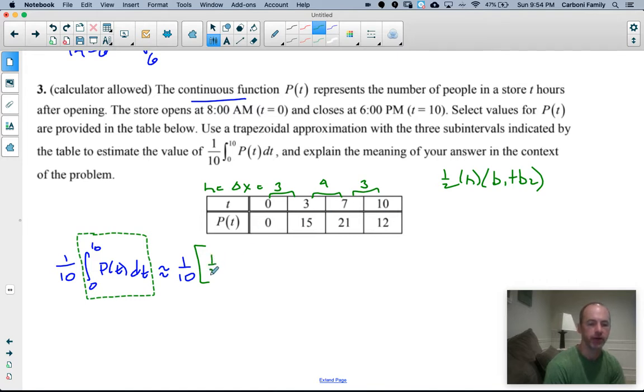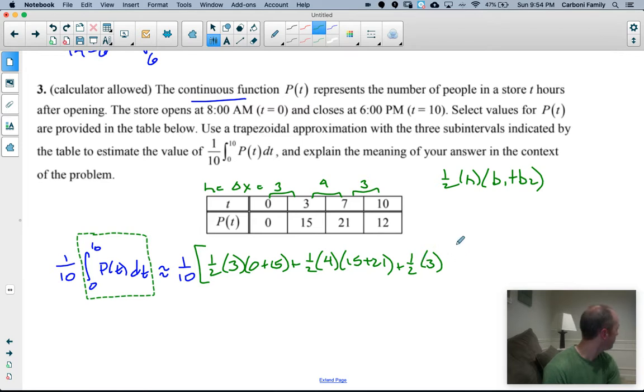So it's going to be 1/2. My first trapezoid height is 3. The sum of the bases is 0 plus 15. My next trapezoid is half the height, which is 4. The sum of the bases, 15 plus 21, plus the last one, half the height of 3. And the sum of the bases is 21 and 12.